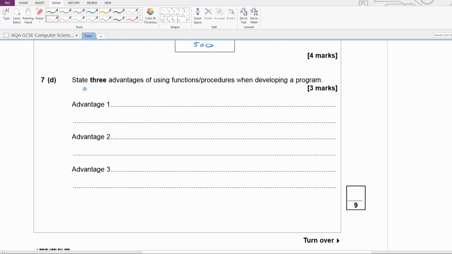Now we have a very similar question to the one earlier. We have to state 3 advantages of using functions/procedures when developing a program. So these are called subroutines or subprograms as a general category. These are the 2 we generally talk about and you need to know for your course. Functions, especially when you compare them with procedures, return a value whereas procedures don't necessarily. So, 3 advantages of using these.